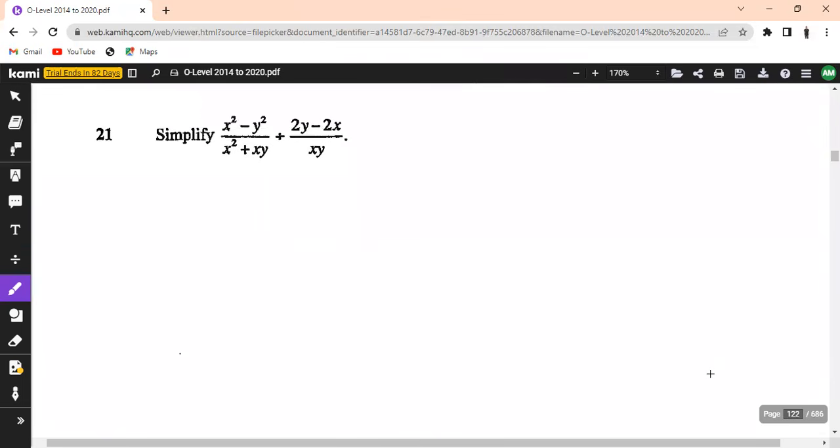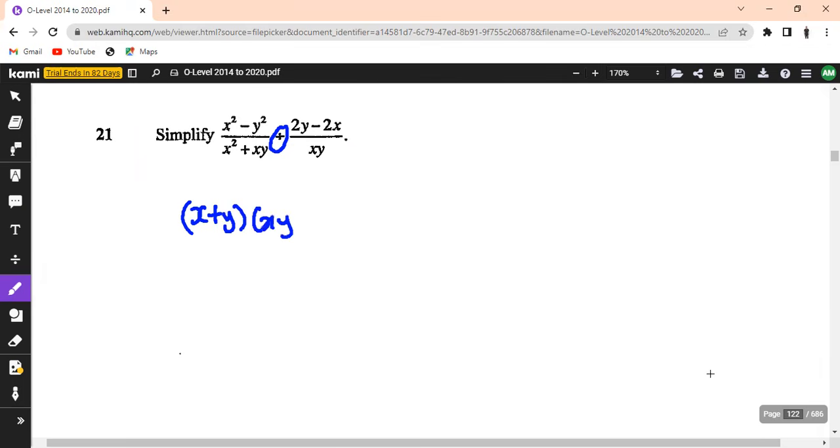All right, number 21, you are asked to simplify. This is actually a division. We are dividing these fractions. So before you move on, let us factorize x squared minus y squared. Difference of two squares. This is the definition of your difference of two squares. We are supposed to know that, which is x plus y into x minus y.